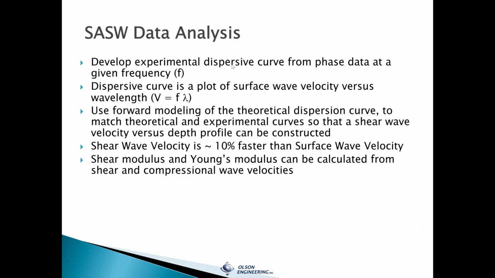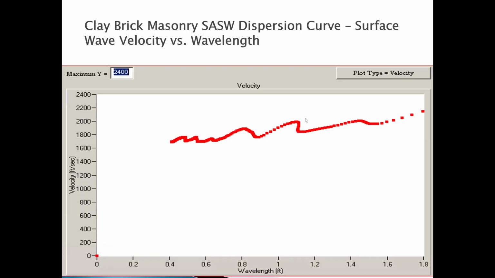So having said that, you can also do forward modeling, as we did for this project, to make a theoretical velocity versus wavelength dispersion curve to match your experimental data. And then you get shear wave velocity, which can lead you to Young's modulus and shear modulus as well. And that's how we were doing the project. So we were combining all this data.